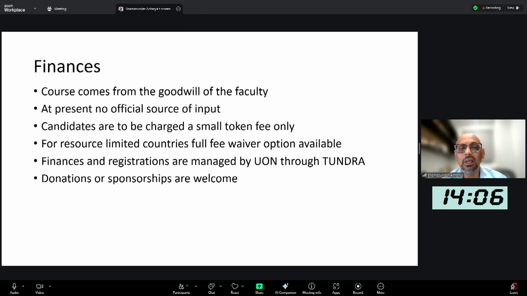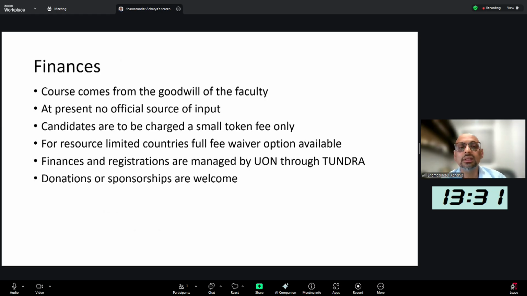Therefore, what we have been able to negotiate is that this course will come from the goodwill of the faculty. There is no financial benefit for any of the faculties. There is no official source of income at this stage. However, we will charge the candidates an extremely small token fee only, which could be something like 3,000 rupees per course. And for resource limited countries, a full fee waiver is possible. For certain countries, scholarships may be given as well.